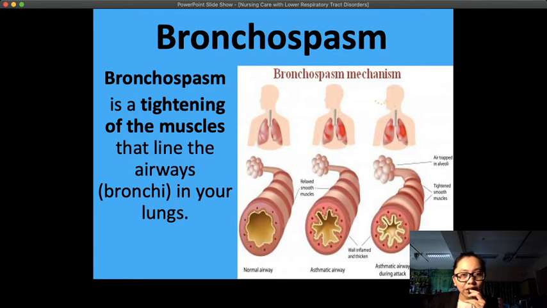Bronchospasm is a tightening of the muscles that line the airways or bronchi in your lungs. So this is the normal airway. This is the wall that is inflamed and thickened. When we say relaxed smooth muscles, it vasodilates. And when we say tightened smooth muscles, it vasoconstricts, or rather bronchoconstricts. So, study the three. Alright?